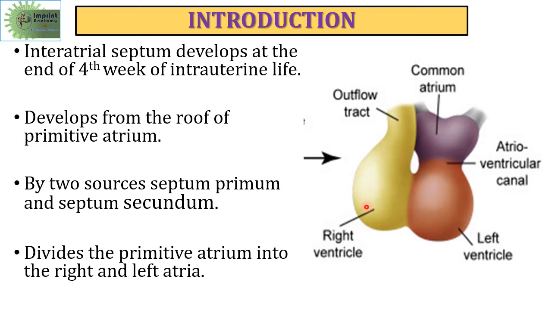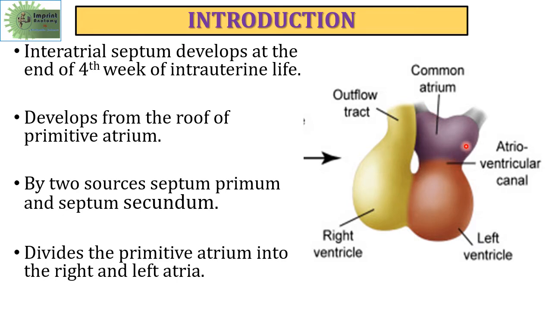In this looping heart, you can see the four parts: the outflow part, which is called the truncus arteriosus. This is the primitive ventricle. This is the primitive atrium, which is also called the common atrium, and this part is a part of the sinus venosus, which is also called the inflow part.